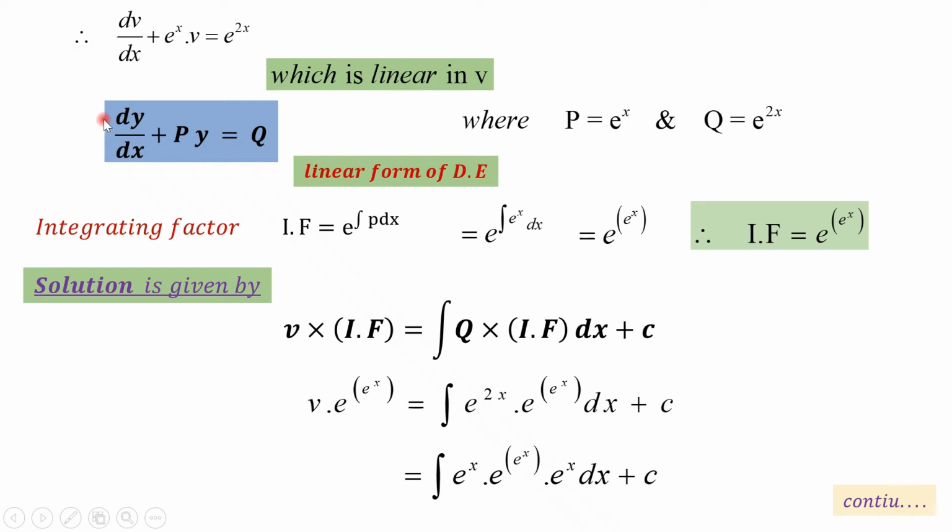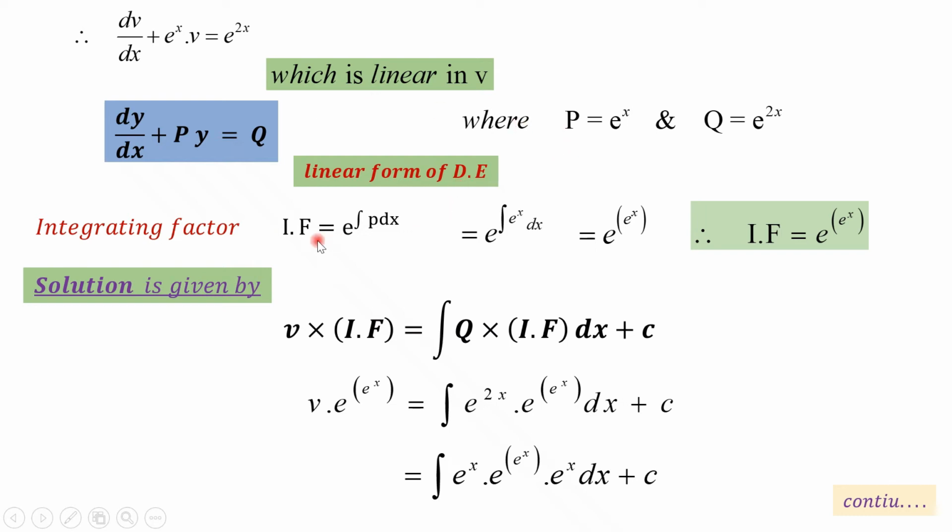Compare it with this linear standard form. The coefficient of dv/dx is 1, it's okay, plus the coefficient of the dependent variable v must be a function of x, that is the value of p, and the right-hand side of the equal sign is the value of q, must be a function of x or some constants. Yes, it is. That's why this equation is linear in v.